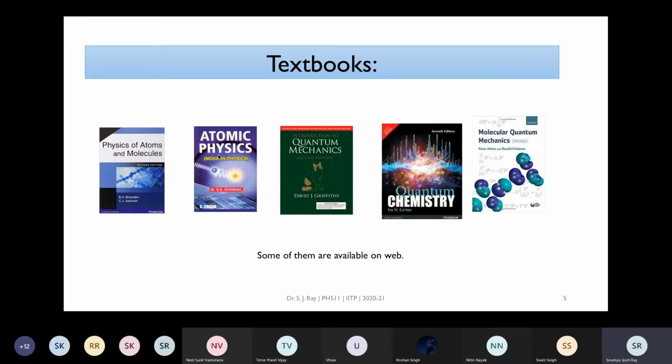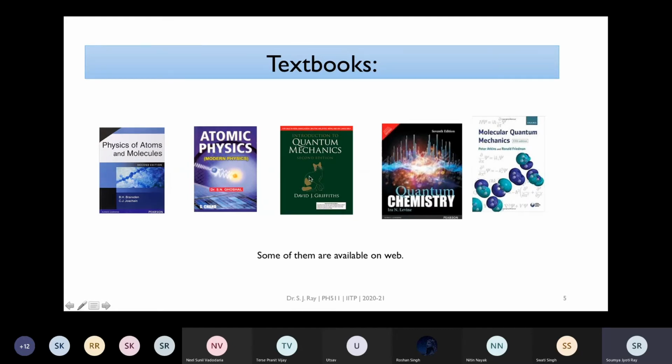And there is another book which I studied during my undergraduate days. People from Calcutta University can relate to it: S.N. Ghoshal. This is a fantastic book for atomic physics, and it gives a complete understanding. This is volume 1 and volume 2. I will not follow this book exactly, but I will cover some parts here and there. For the atomic spectra part, I will mostly focus on Bransden and Joachain, and on Griffiths' Quantum Mechanics, which I think you all have.